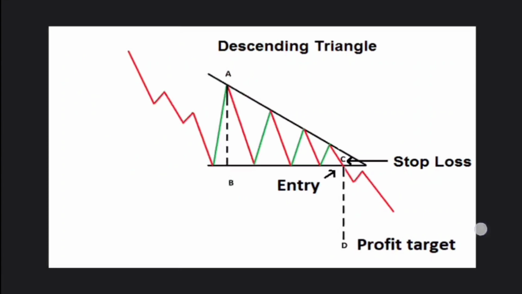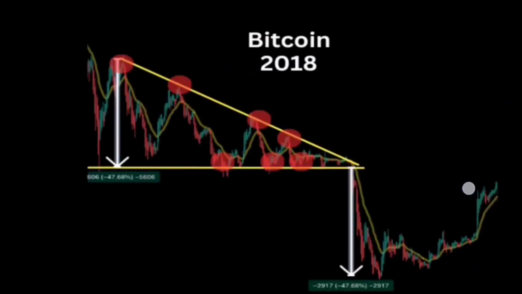Let's look into an example. So this chart shows Bitcoin. As you can see, it has beautifully respected this pattern. It has made lower highs, eventually contracting into that apex, and once it breaks out, it has exactly played the measured move.